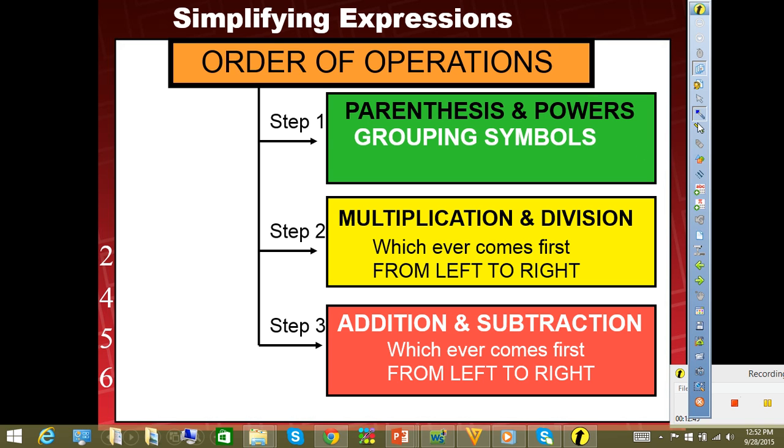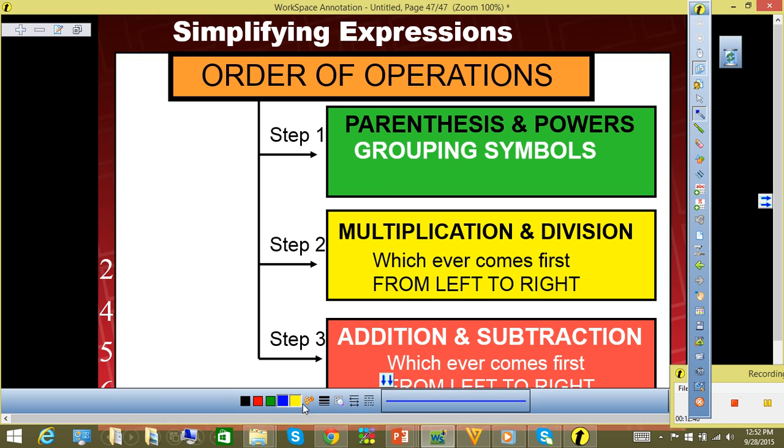Now, grouping symbols. Let me elaborate on this one. Let's think about different types of grouping symbols. Who can give me one set of grouping symbols? Parentheses. That is correct. Brackets. Another? Who can think of another? The absolute value. Very good.